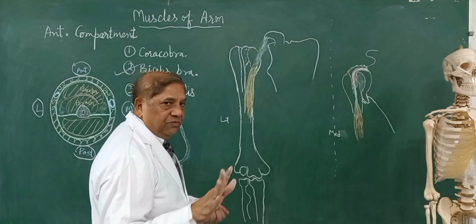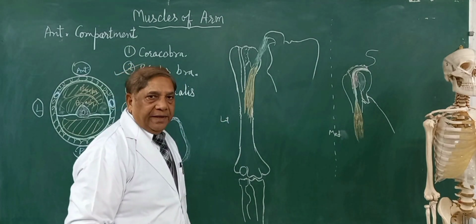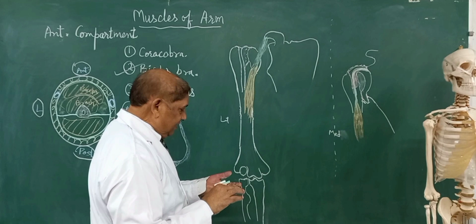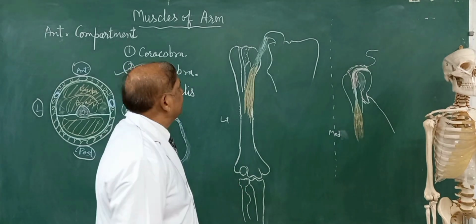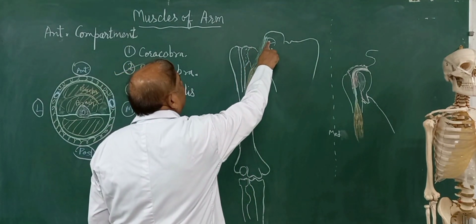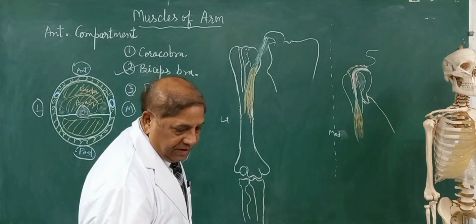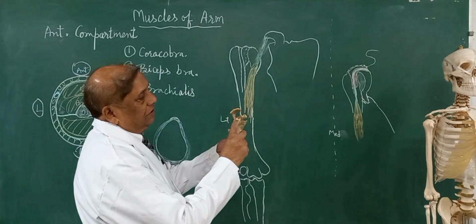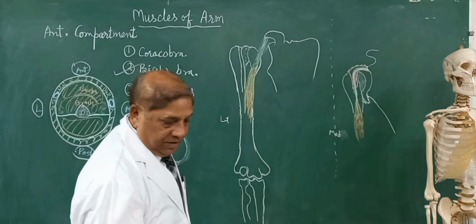Now let us come to the origin of the long head. The long head of the biceps is also tendinous in nature, and it takes origin from the supraglenoid tubercle, as I said, which is on the top of the glenoid cavity.